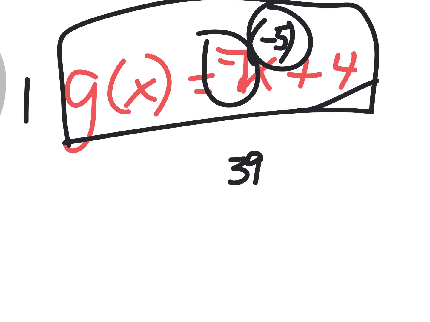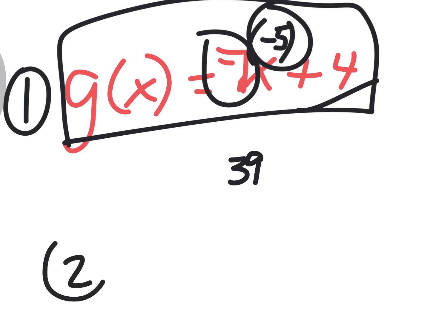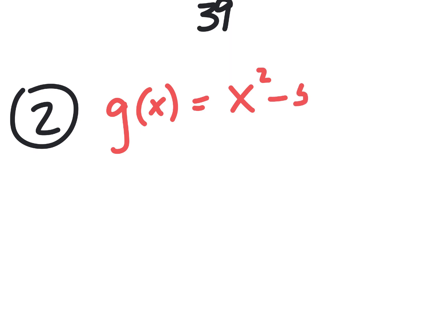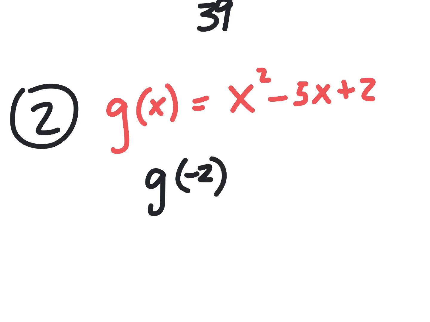Number 2. That was number 1. Avia, read me number 2. G of x equals x to the power of 2 minus 5x plus 2. Then what do they want us to do? Find the value of g of negative 2. G of negative 2. Okay, so they're really just saying, hey, stick negative 2 in this function.